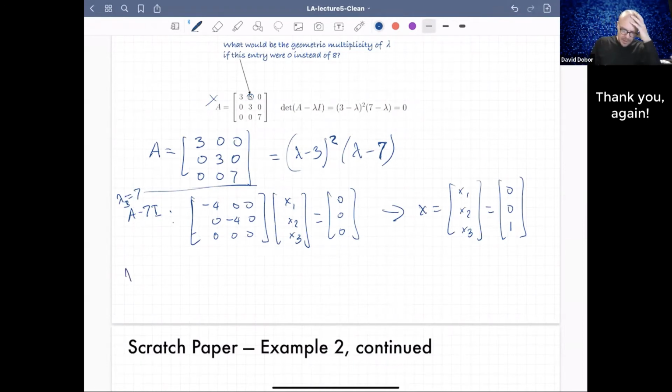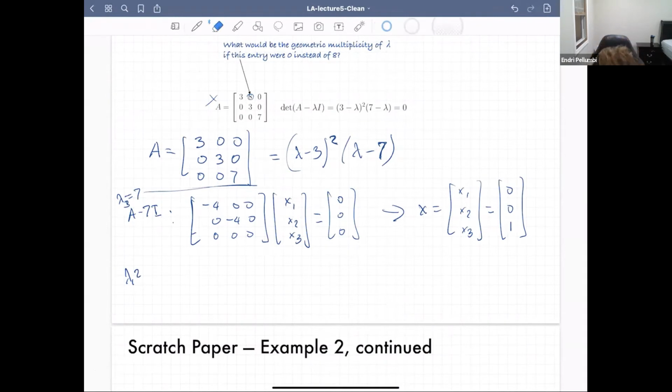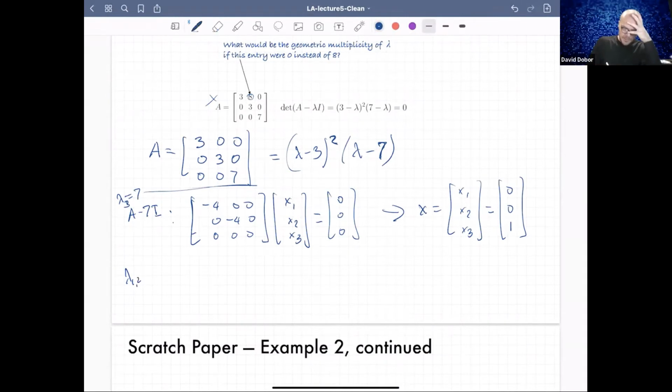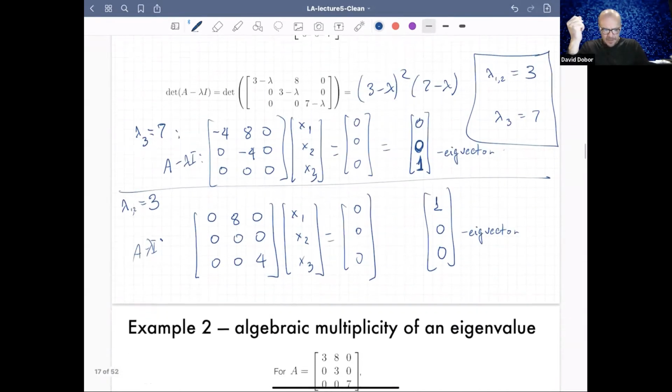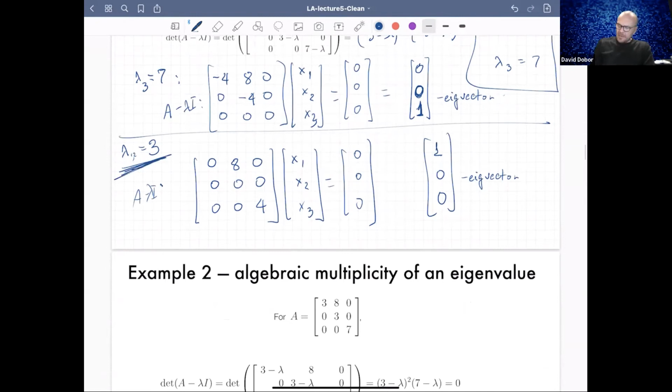So how about the other lambda? Notice this is very different from the previous example. So now what's my A minus 3I? It's going to be 0, 0, 0, 0, 0, 0, 0, 0, 4. Okay, so now what's the solution? In the previous example, we had one solution. Yes, we wrote it down here. For eigenvalue 3, I had this single eigenvector associated with it.